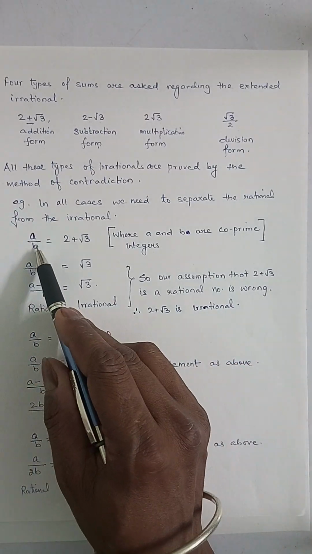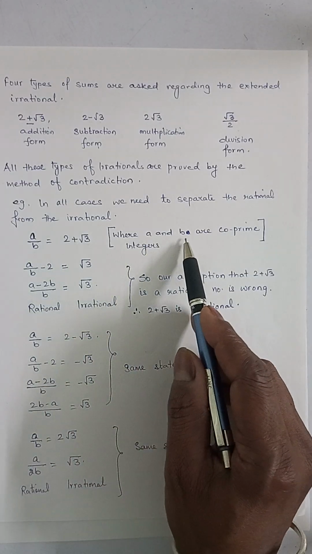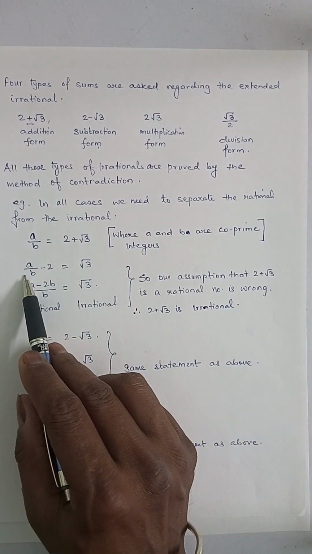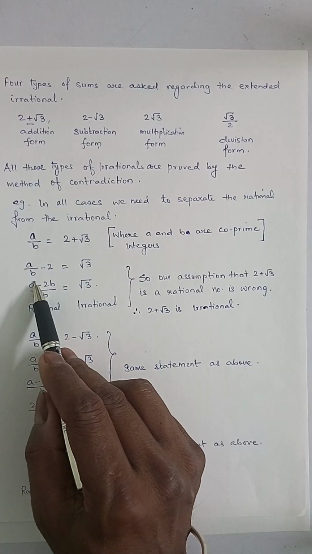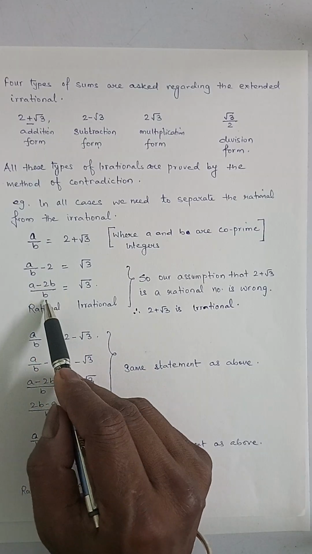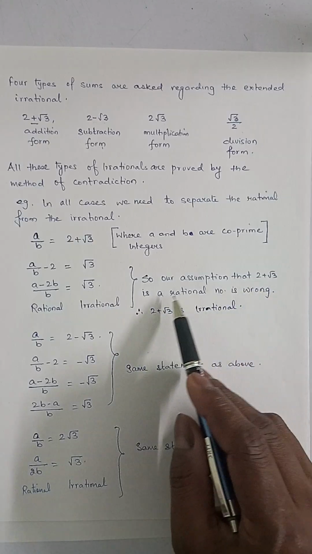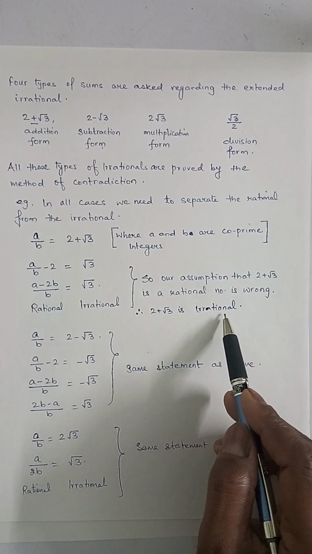First sum: let a upon b equal 2 plus root 3, where a and b are co-prime integers. Now bring all the rational numbers on one side and the irrational numbers on the other side. On solving, we get a minus 2b upon b equals under root 3. So our assumption that 2 plus root 3 is a rational number is wrong. Therefore 2 plus root 3 is an irrational number.